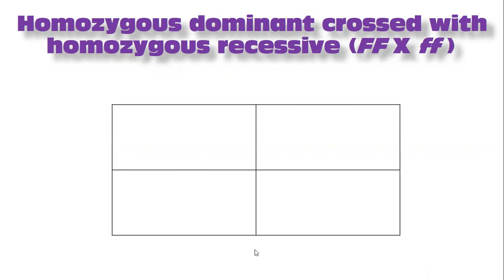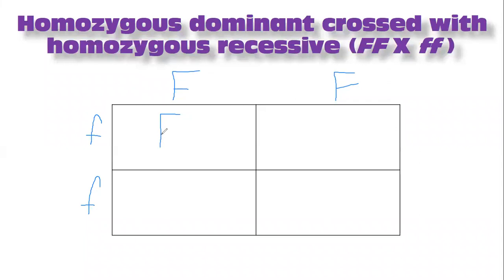So let's use a Punnett square in order to determine the genotype of the offspring. When we know that it's a homozygous dominant, both letters will be written in capital. So this parent is homozygous dominant and the other parent is homozygous recessive, so both letters will be in small letters. Let's see.